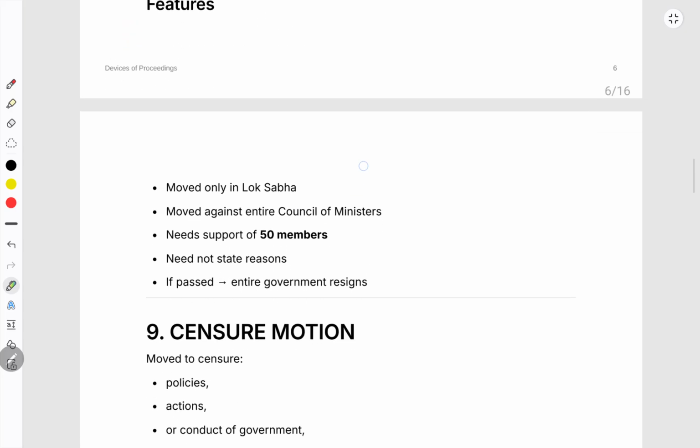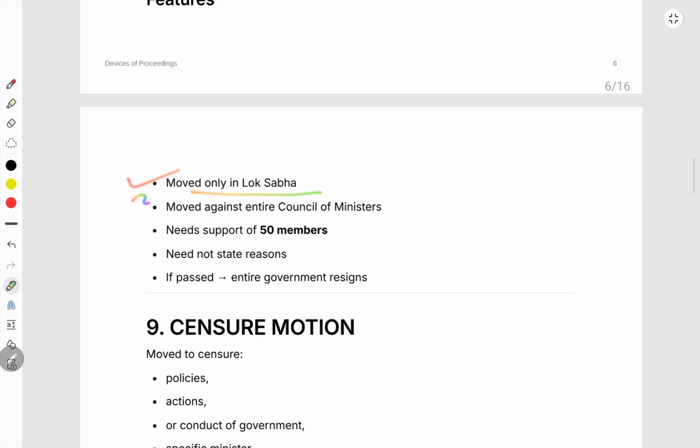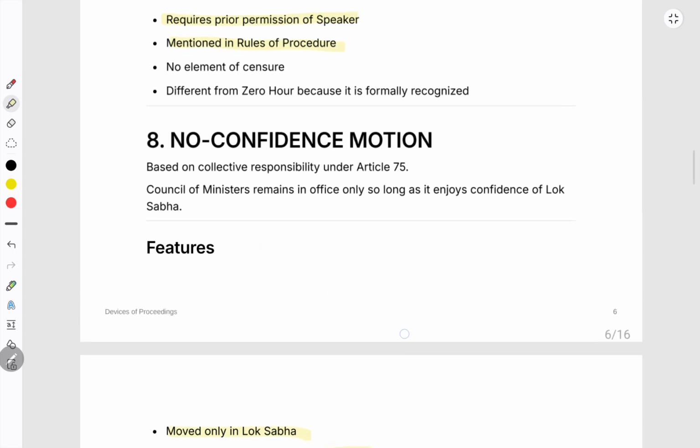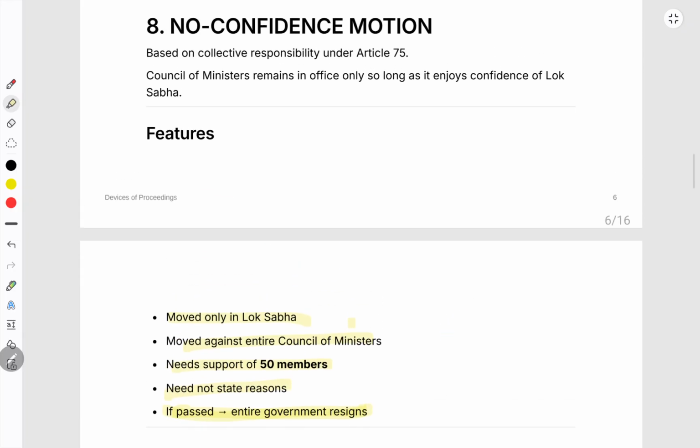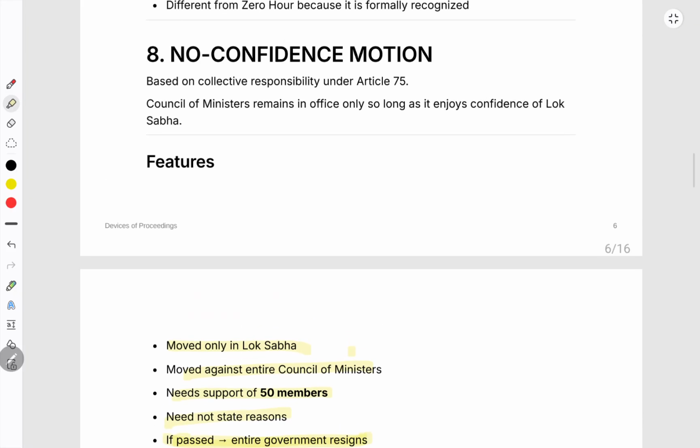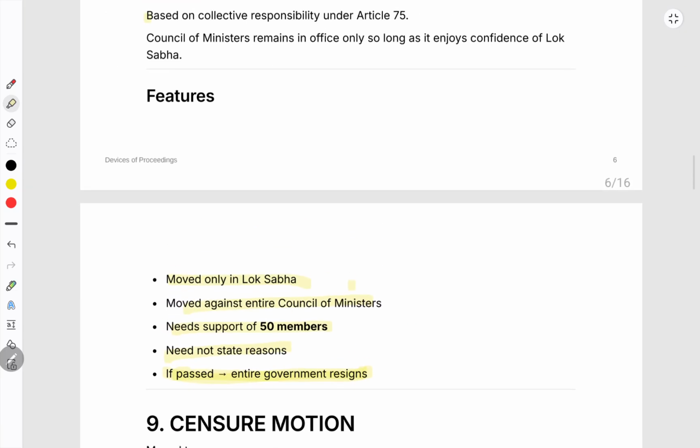So this no confidence motion is moved only in the Lok Sabha. This is moved against the entire Council of Ministers. This also needs the support of 50 members. Okay, and it need not state any reason, and if no confidence motion is passed against the Council of Ministers, then the entire government has to resign. Okay, so this checks the confidence of the Lok Sabha on the government.